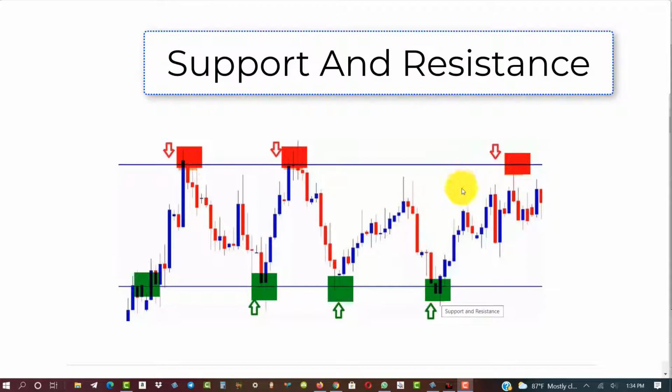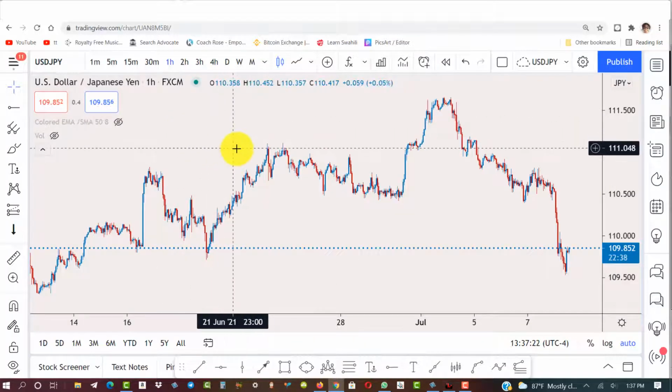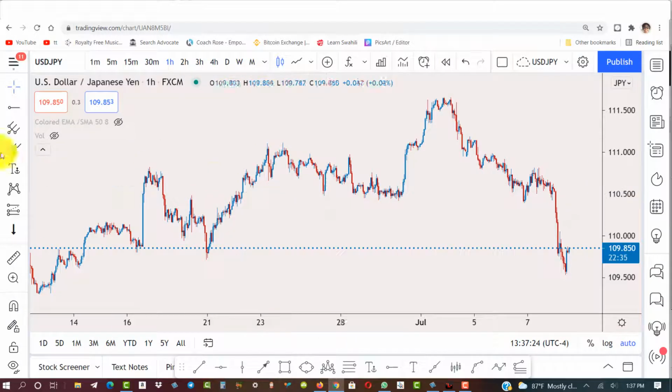So what we're going to do is look into a chart so you can actually see what I'm talking about. Price breaking through either the resistance or the support, so it's more clear to you guys. So here I have a USD/JPY chart. So let's mark this over here.